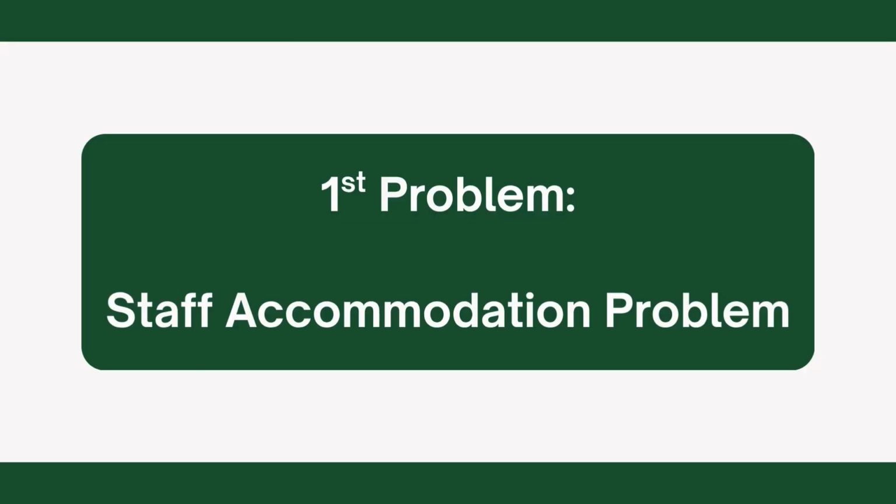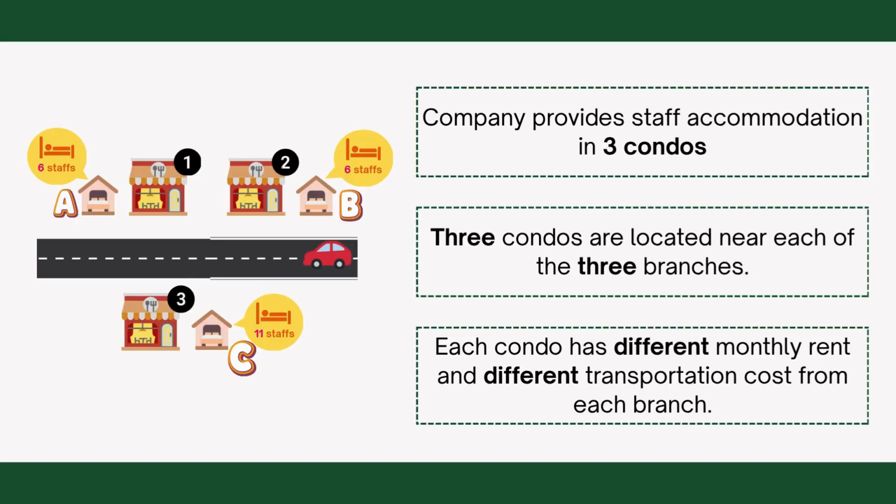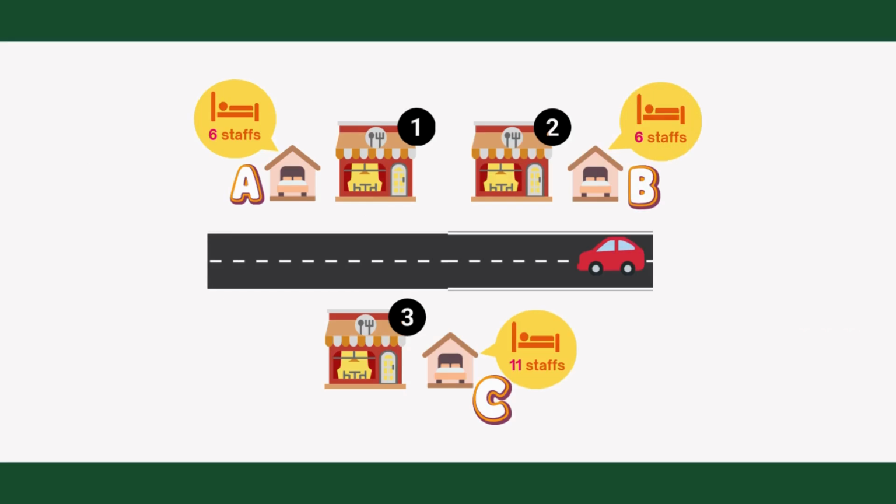Now, let's analyze the problem of the business. The first problem is staff accommodation. As shown in the map on the left, there are three branches of the restaurant. Two branches are within 1 kilometer of each other, but the third branch is 3 kilometers away from branches 1 and 2.